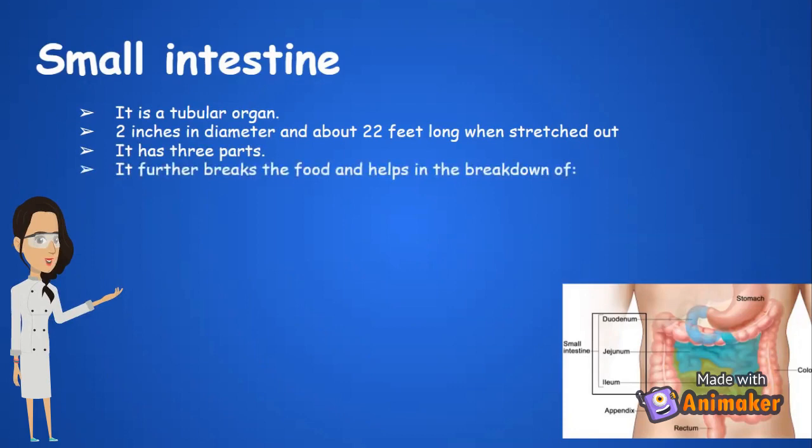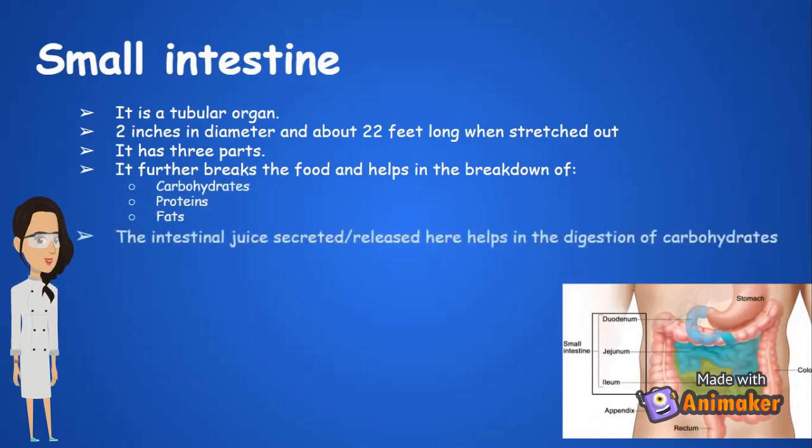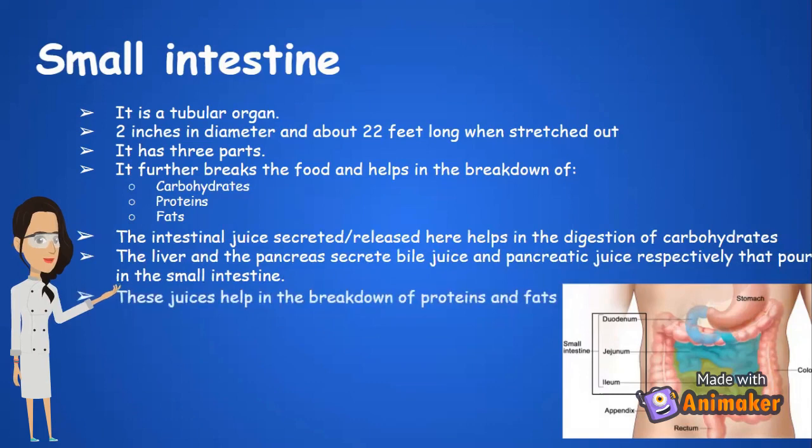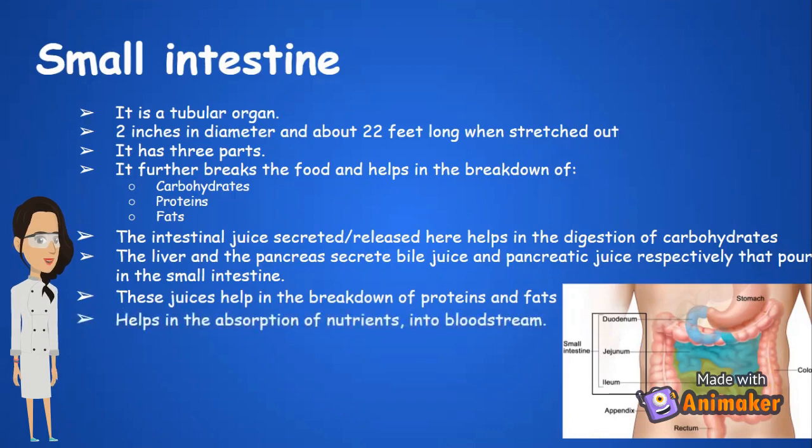It further breaks the food and helps in the breakdown of carbohydrates, proteins, and fats. The intestinal juice secreted here helps in the digestion of carbohydrates. The liver and the pancreas secrete bile juice and pancreatic juice, respectively, that pour into the small intestine. These juices help in the breakdown of proteins and fats. The small intestine also helps in the absorption of nutrients into the bloodstream.